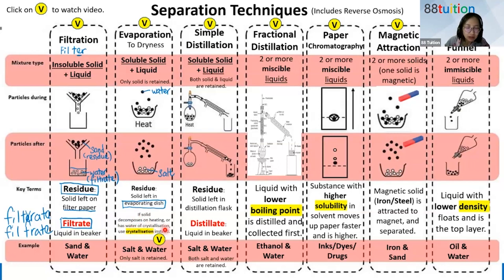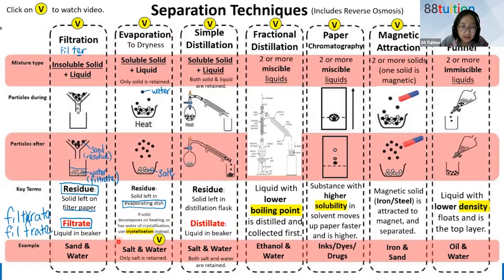Another reason why we use crystallization is because some salts will decompose when you heat them up. When you heat them up, some salts decompose and make something new, and I don't want to make something new. I want the original chemical. Decompose means break down and make something new. If that salt can decompose when you heat it up, then you cannot use evaporation to dryness, and you use crystallization.